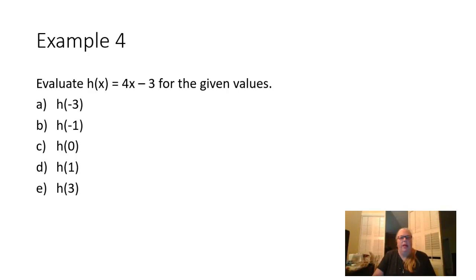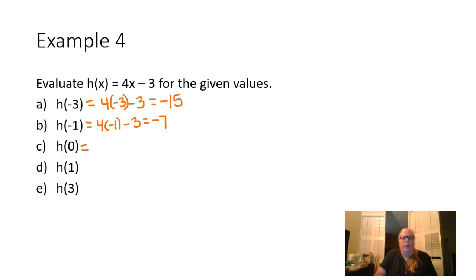Example 4. Evaluate h of x is equal to 4x minus 3 for the given values. Well, for part A, h of negative 3 is going to be 4 times negative 3 minus 3. 4 times negative 3 is negative 12, and negative 12 minus 3 is going to give me negative 15. H of negative 1, this is going to be 4 times negative 1 minus 3. 4 times negative 1 is negative 4. Negative 4 minus 3 is negative 7.